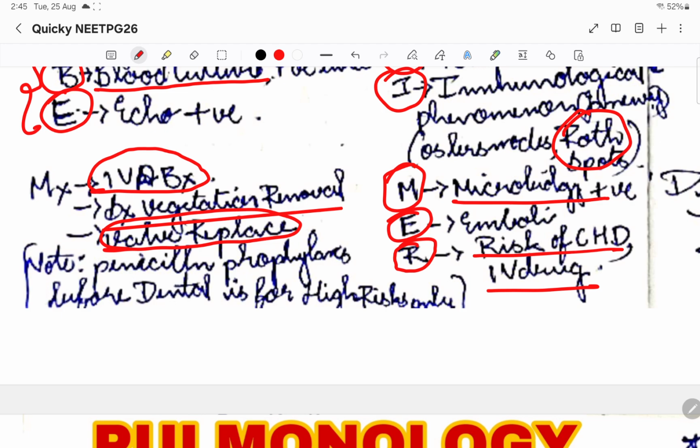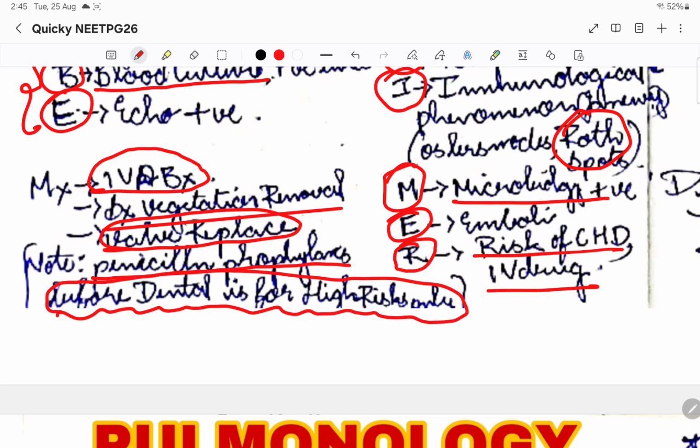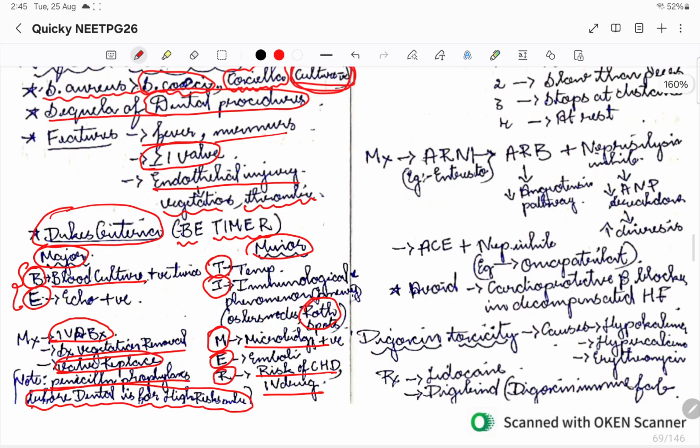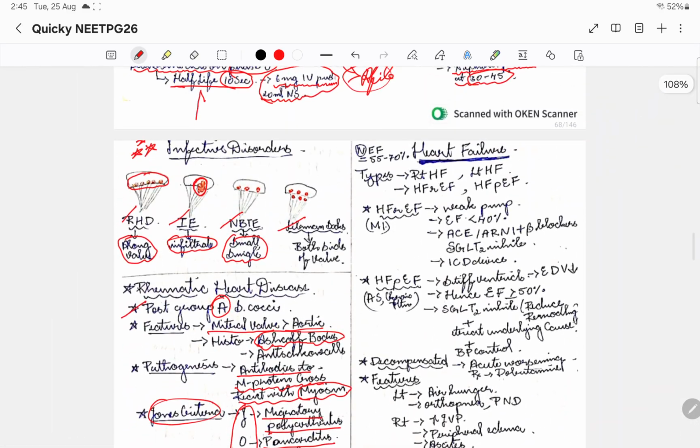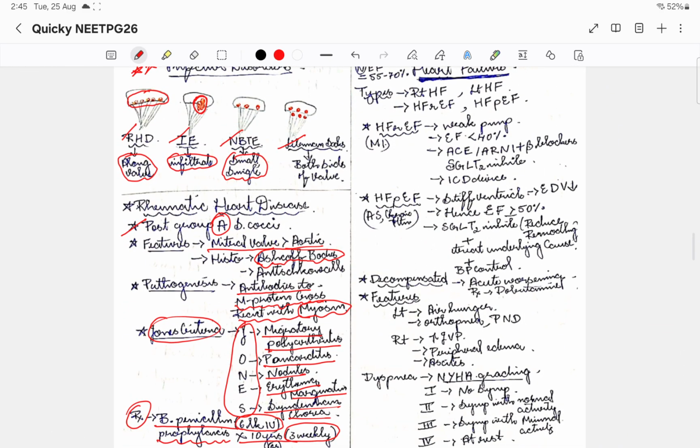Please note here also prophylaxis will be penicillin, before the dental procedure. In high risk cases only will we give the penicillin prophylaxis. This is all and everything you need to know with respect to infective disorders of the heart.